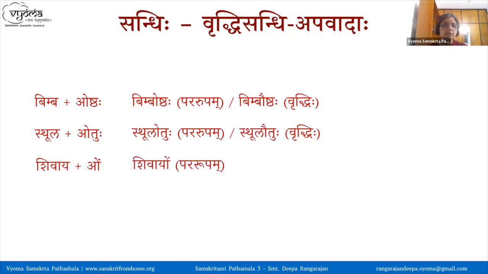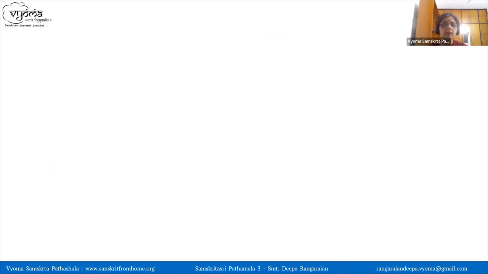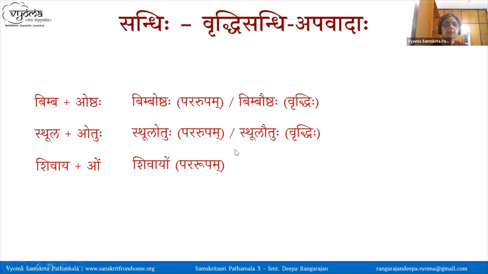Shivaya Om, Shivayom, where a pararupam happens. So these are the exceptions to vriddhi sandhi. The exceptions are called apavada. So let's stop here and take the questions.